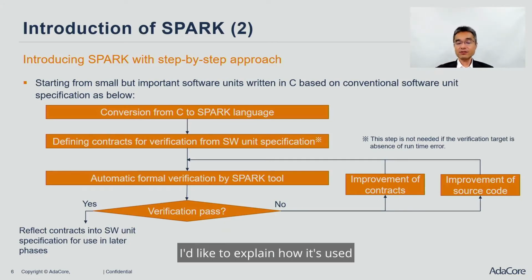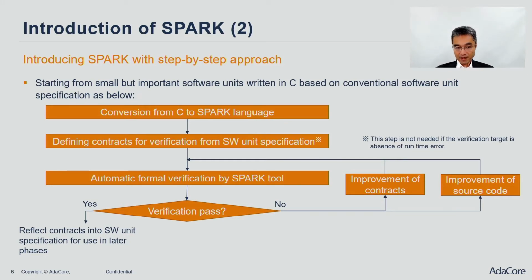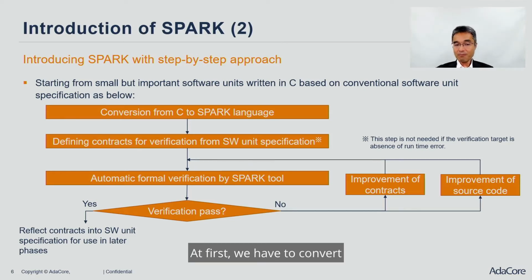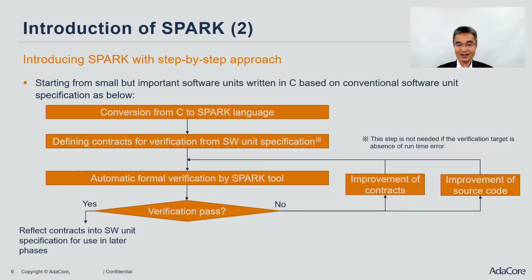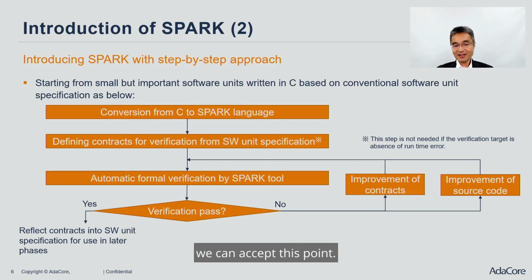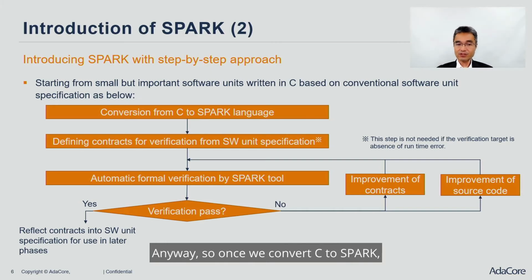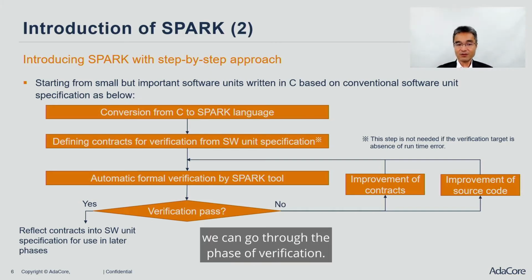Then next, I'd like to explain how Spark is used in our software development processes. At first, we have to convert existing C source code into the Spark language. As I mentioned, Spark is different from the C language, of course. So we should change the C language into Spark. That is a mandatory process if we decide to use Spark. So there is some kind of difficulty, but compared with the benefit, we can accept this point. Anyway, once we convert C to Spark, then we can go to the verification phase.